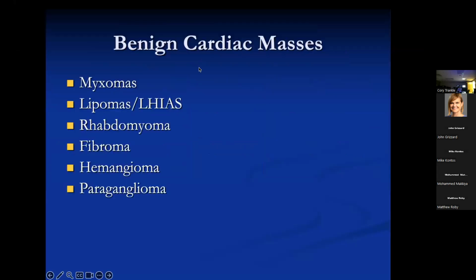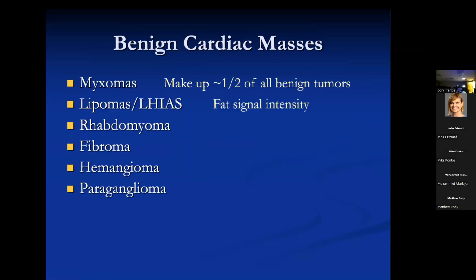So just to go back, benign cardiac masses, remember that myxomas make up maybe about half of all benign tumors, and have a fairly characteristic location and attachment. Lipomas and lipomatous hypertrophy have fat signal intensity. You're not going to confuse them. Rhabdomyomas and fibromas are childhood intramural tumors. Again, pretty characteristic. You're not going to confuse them.